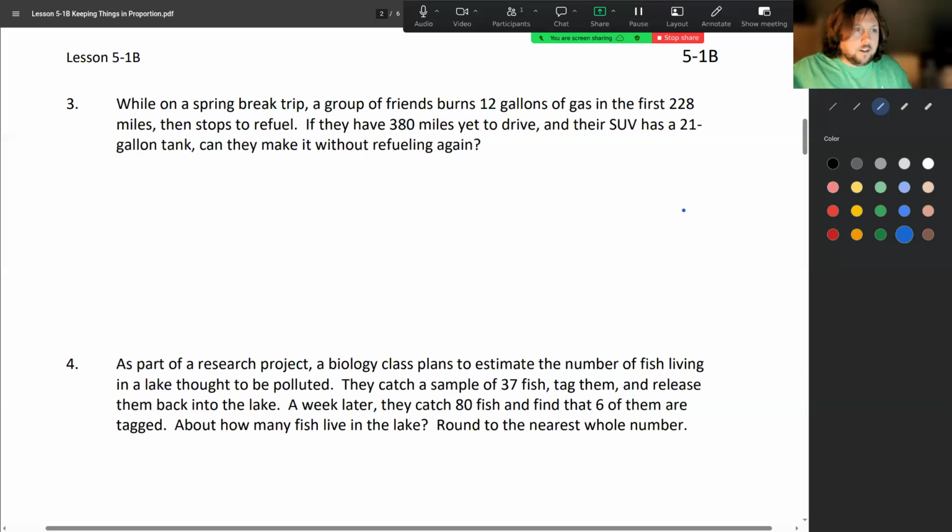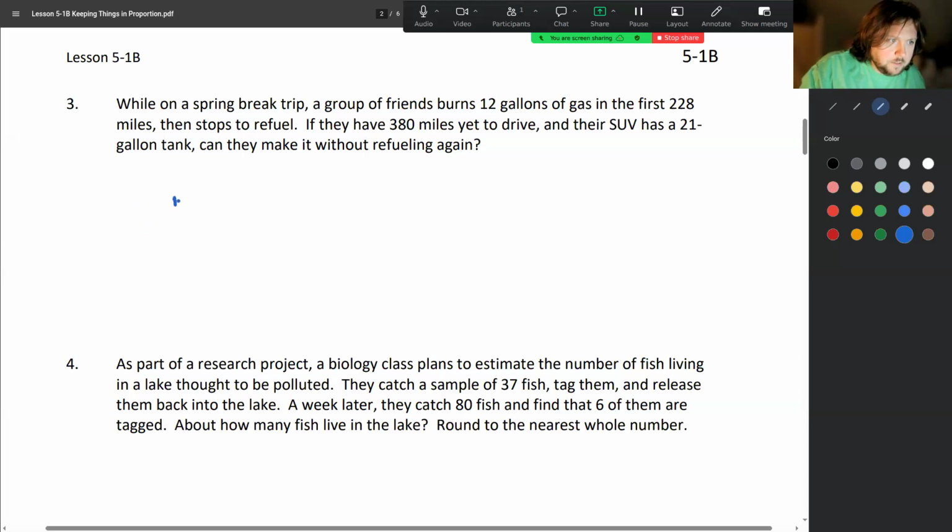While on a spring break trip, a group of friends burns 12 gallons of gas in the first 228 miles, then stops to refuel. If they have 380 miles yet to drive and their SUV has a 21-gallon tank, can they make it without refueling again? All right. So let's set this up.